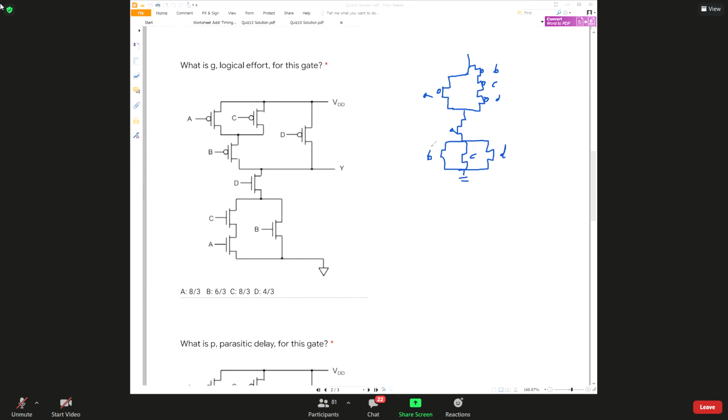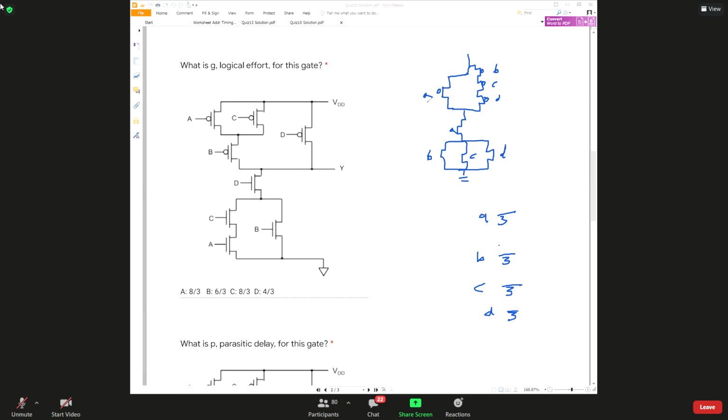Now, what is logical effort for this case? You know, it's always divided by 3 because we're comparing it to an ideal inverter input, right? Ideal input will always have 3. Something divided by 3, something divided by 3, something divided by 3, and something divided by 3. That's what we're going to get for A, B, C, D. And here are the logical efforts.